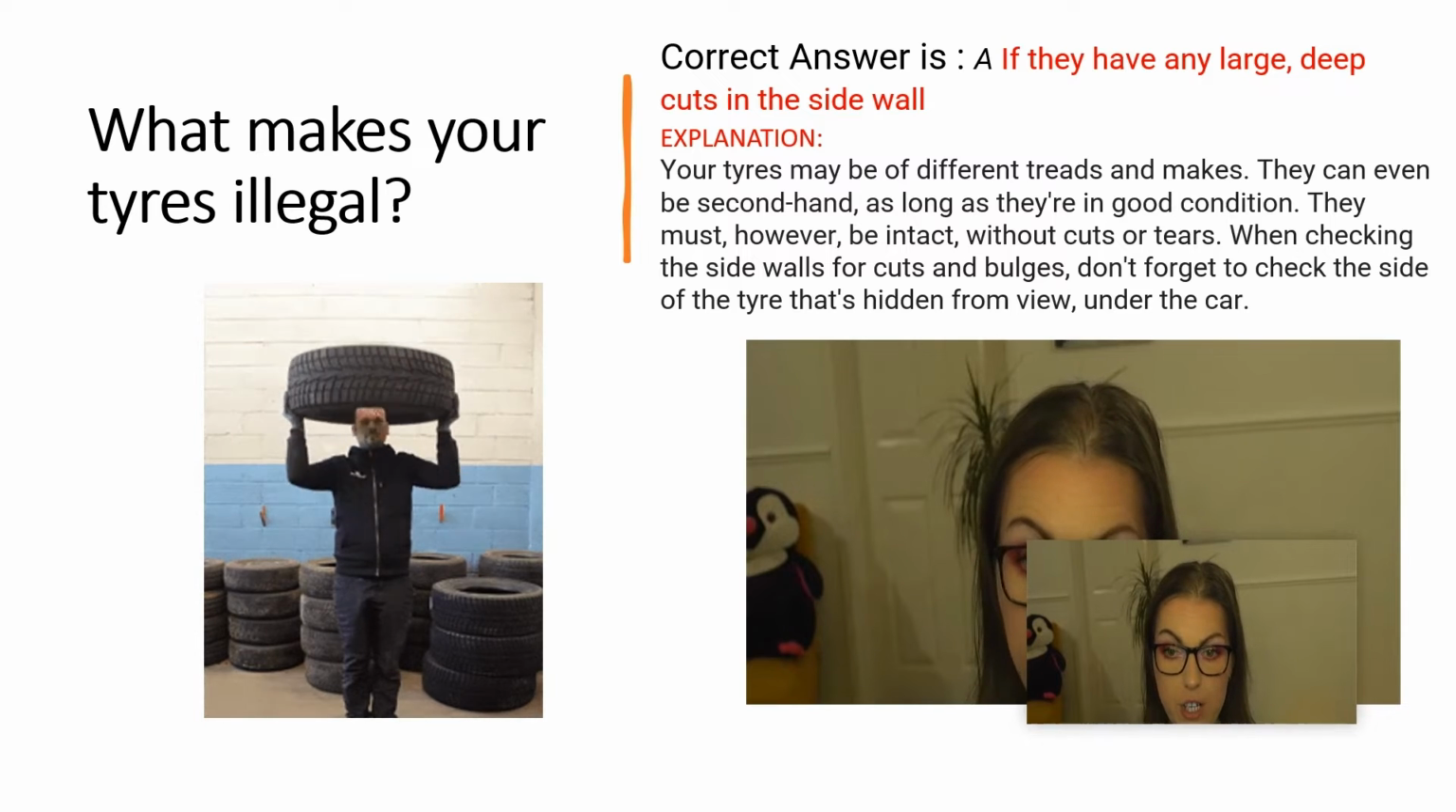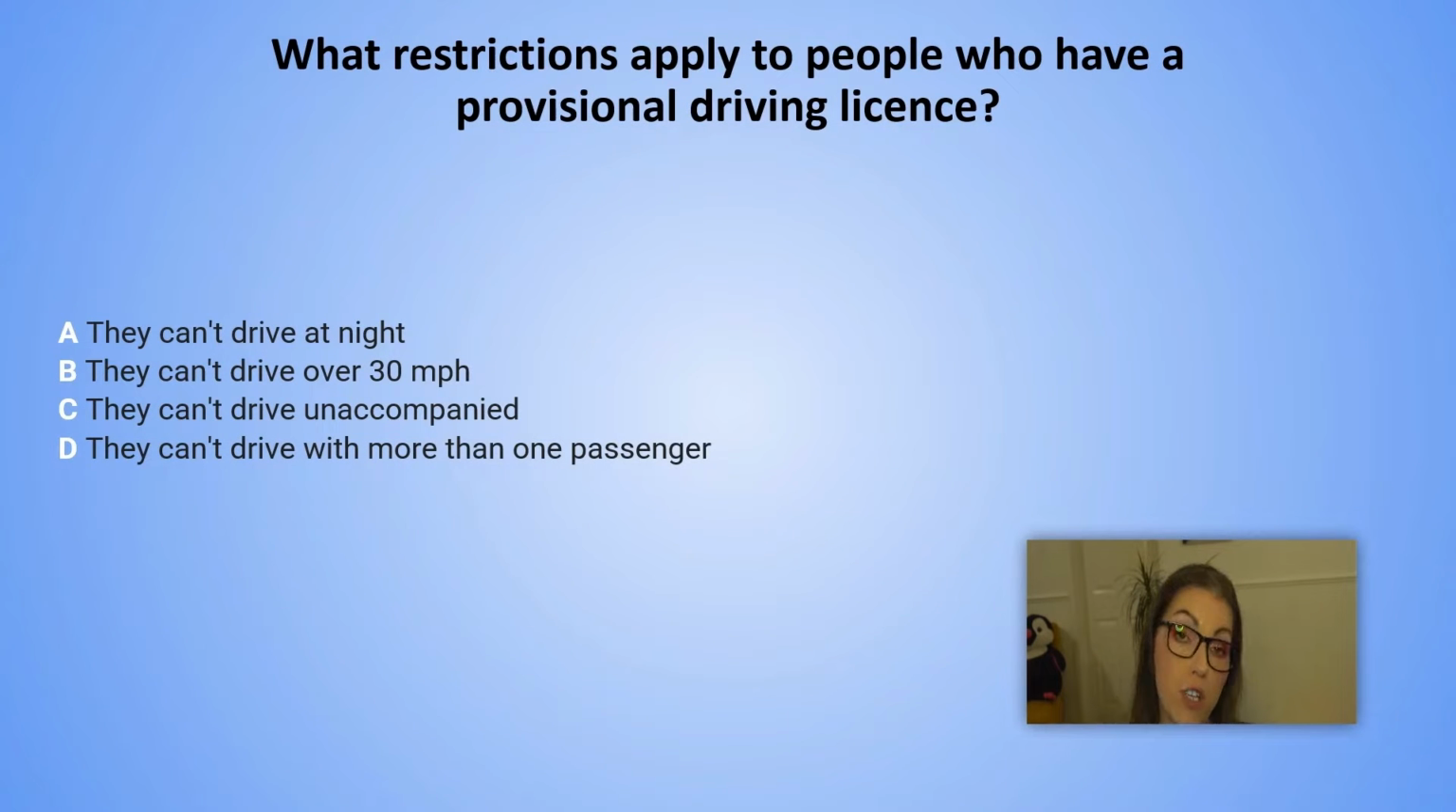Next question. What restrictions apply to people who have a provisional driving license? A. They can't drive at night. B. They can't drive over 30 miles per hour. C. They can't drive unaccompanied. D. They can't drive with more than one passenger.